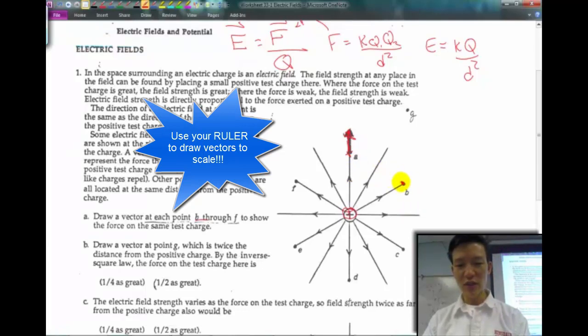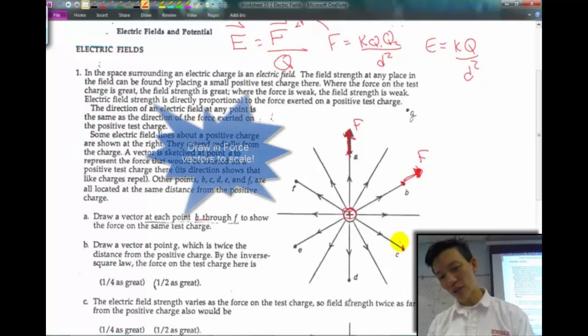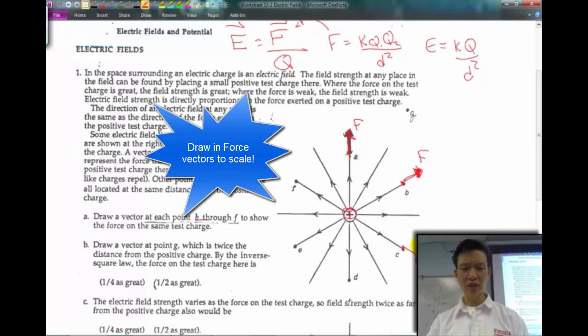So what I want you to do is, if points B through F are all equidistant from the point source there, and it has the same amount of charge, then these force arrows, F, should all have different sizes or the same size. Which one? Same size. So at points B through F, go ahead and draw an arrow 1 centimeter in length pointing towards the charge or away from the charge. Which one? Away from the charge. That's correct.